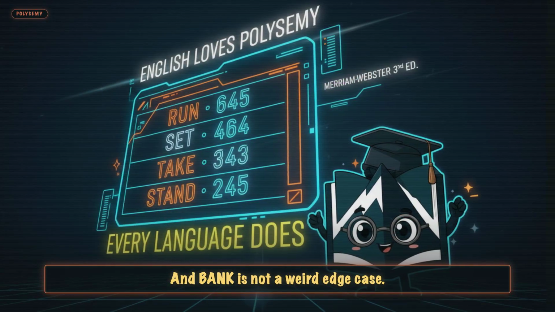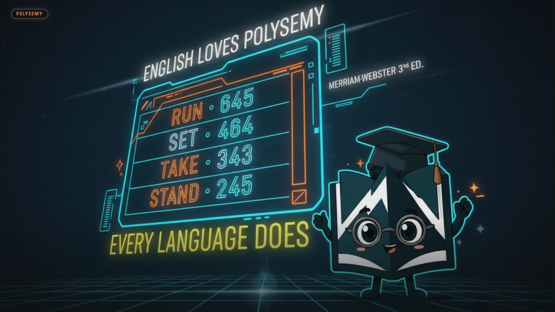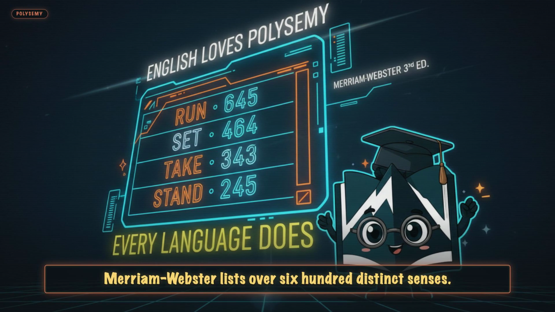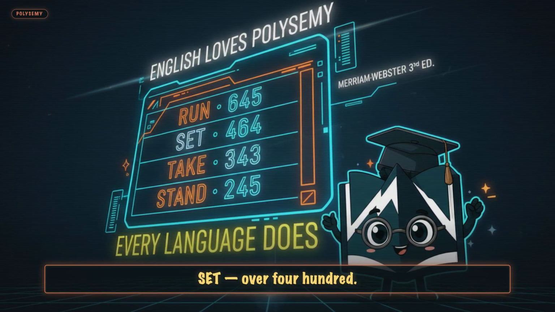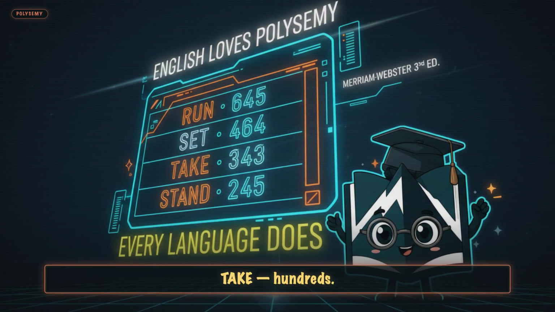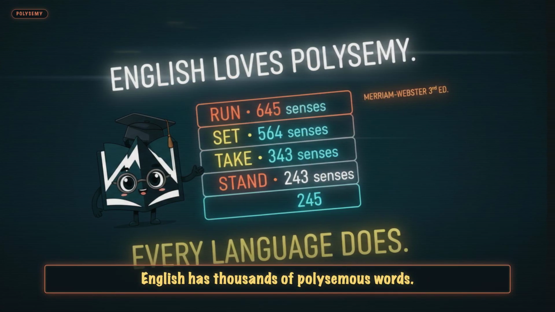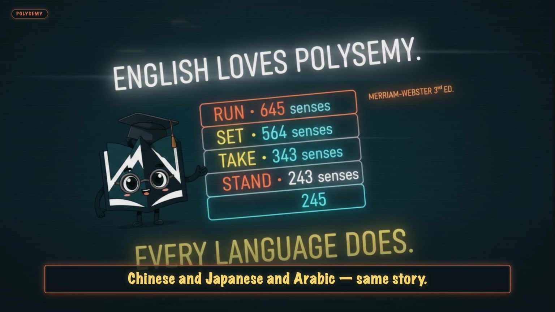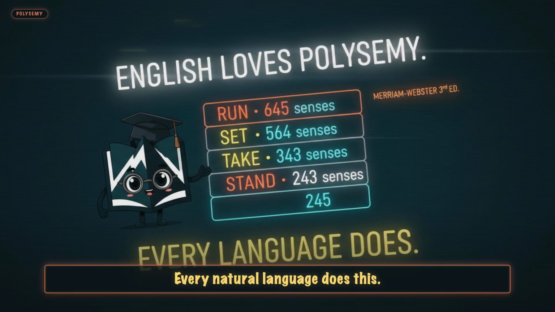And bank is not a weird edge case. Take the word run. Merriam-Webster lists over 600 distinct senses. Set, over 400. Take, hundreds. English has thousands of polysemous words. Chinese and Japanese and Arabic, same story. Every natural language does this.